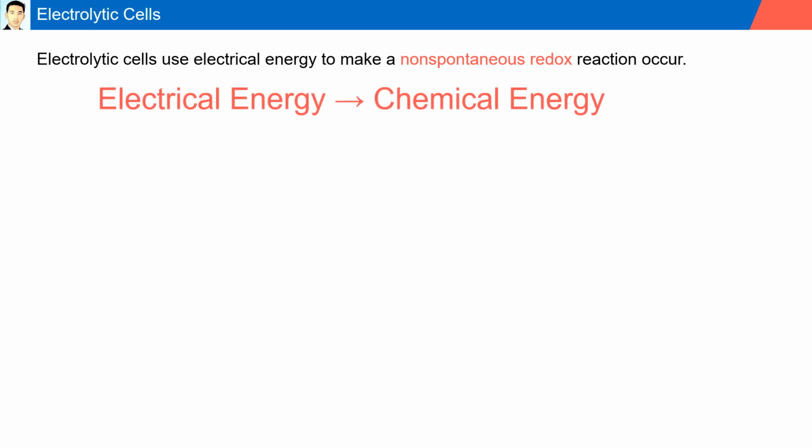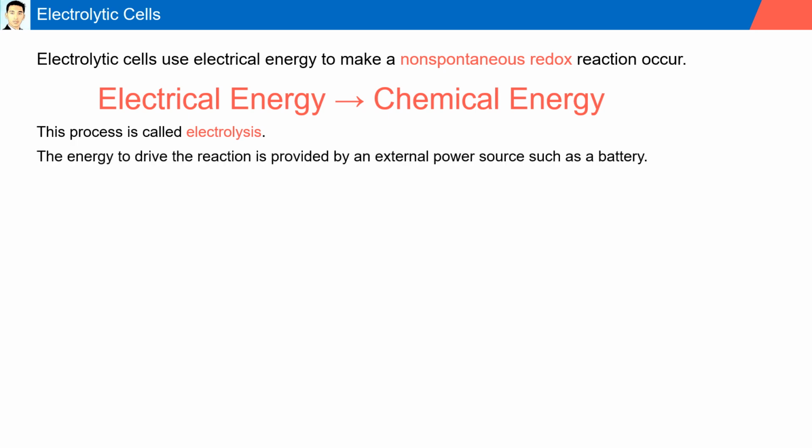Electrolytic cells. Electrolytic cells use electrical energy to make a non-spontaneous redox reaction occur. Electrical energy is converted into chemical energy. This process is called electrolysis. The energy to drive this reaction is provided by an external power source, such as a battery.